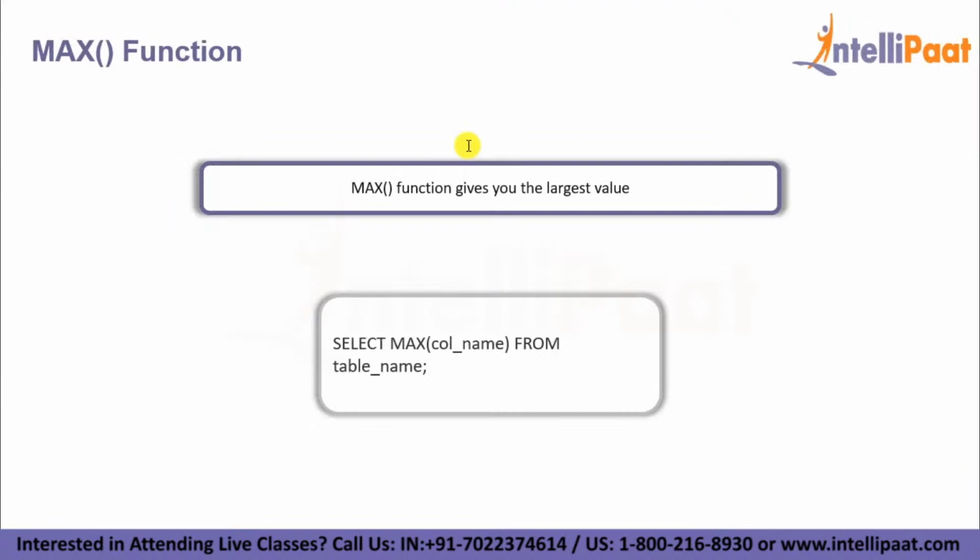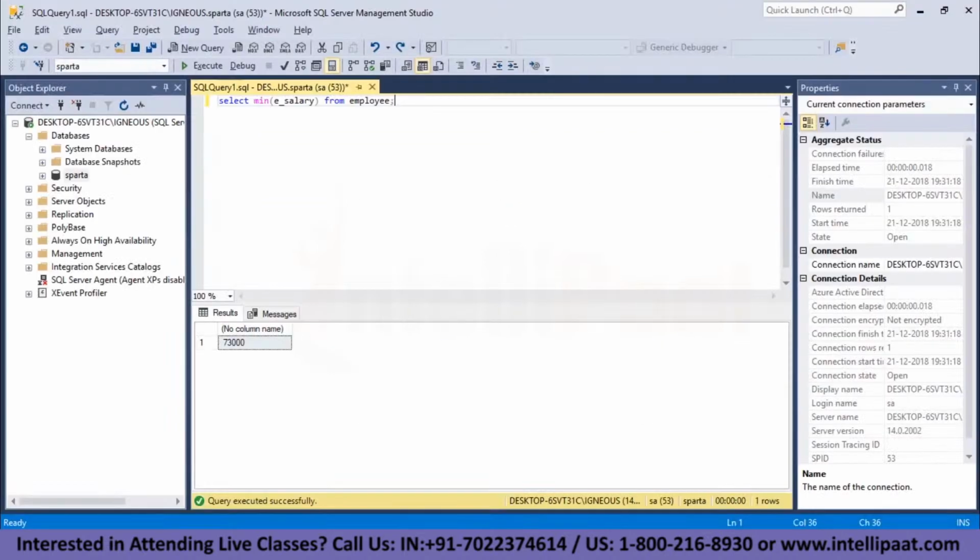Then we have the max function. The max function gives the largest value in a column. Here again we give the select keyword, following which we give the max function, and inside the function we specify the name of the column from which we're supposed to get the maximum value. Now I want to extract the maximum age and maximum salary from this table. So this would be the command for that.